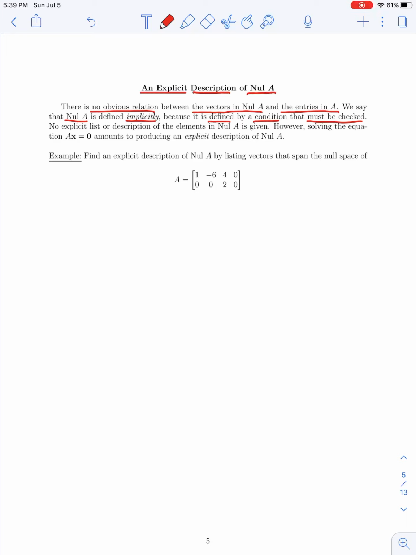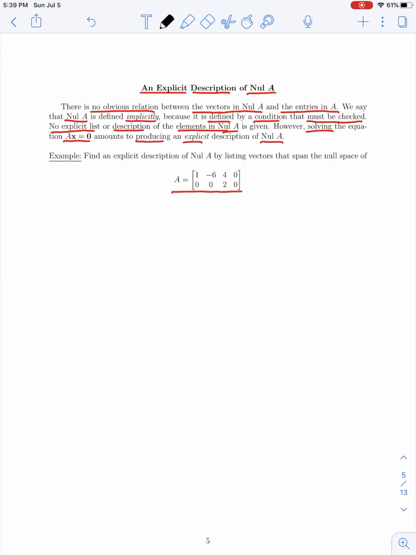So if we have no explicit list or description of the elements in the null space of A being given, then we need to solve the homogeneous equation AX equals 0 in order to produce an explicit description of our null space of A. The solution set of that homogeneous equation will give us the explicit description that we're after. In this first example, we're asked to find an explicit description of the null space of A by listing the vectors that span the null space. And the matrix A that we're given here is this 2x4 matrix.